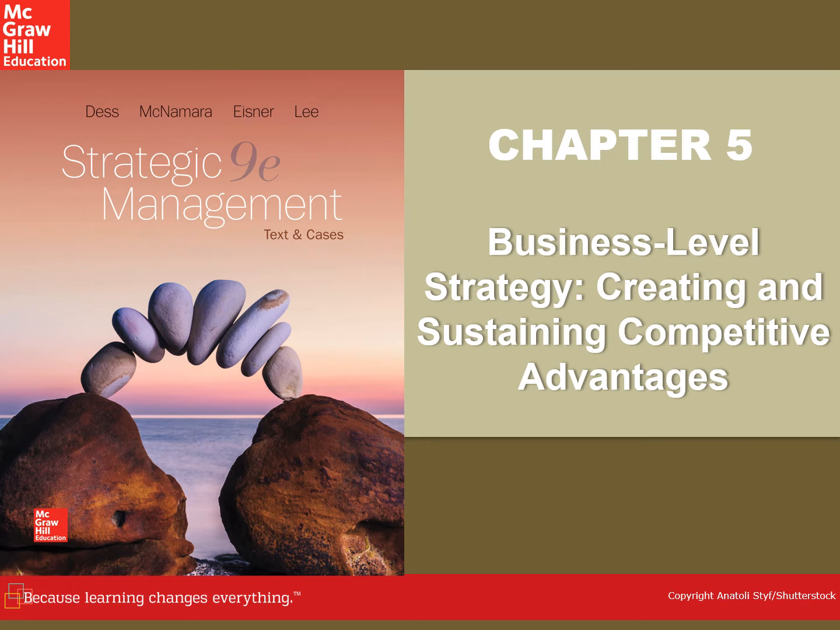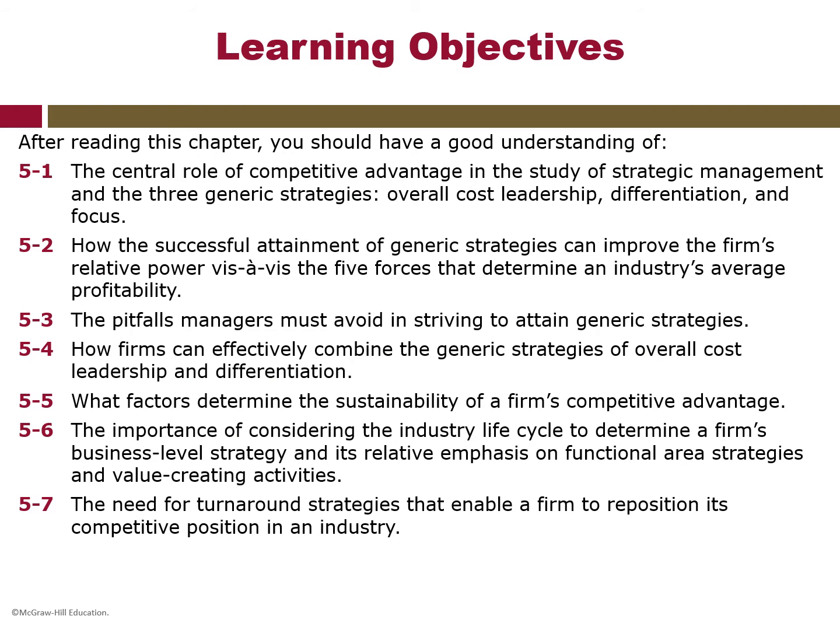Chapter 5: Business Level Strategy: Creating and Sustaining Competitive Advantages. The learning objectives of the chapter are the central role of competitive advantage in the study of strategic management and the three generic strategies. How the successful attainment of generic strategies can improve the firm's relative power vis-a-vis the five forces that determine an industry's average profitability.